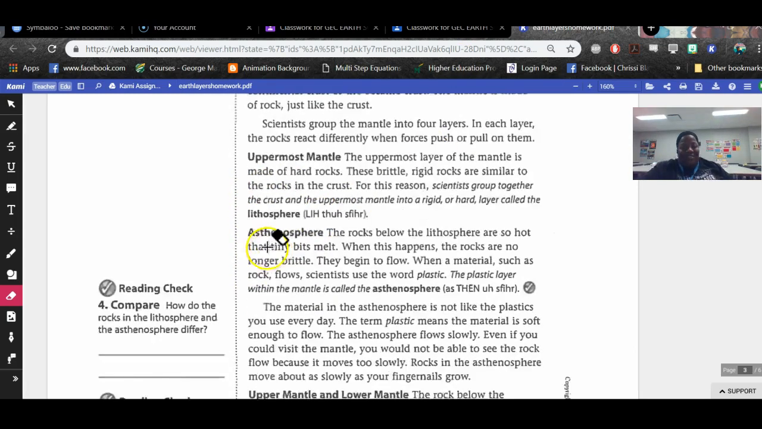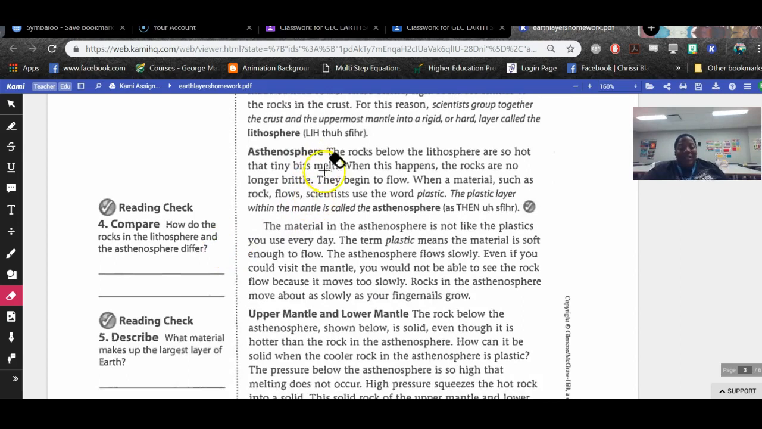Asthenosphere. The rocks below the lithosphere are so hot that tiny bits melt. When this happens, the rocks are no longer brittle. They begin to flow. When a material such as rock flows, scientists use the word plastic. The plastic layer within the mantle is called the asthenosphere. Boom, right here: how do the rocks in the lithosphere and the asthenosphere differ?